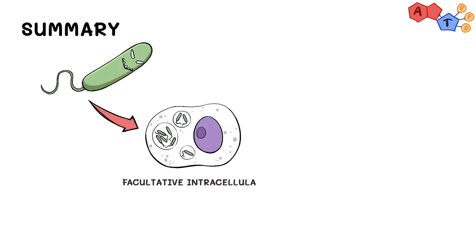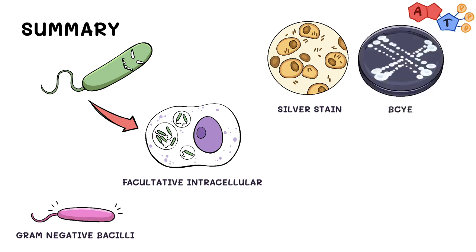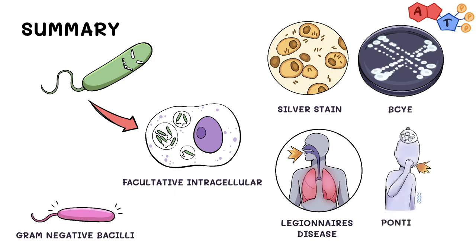Alright, to summarize. Legionella is a facultative intracellular rod which can also be considered a weak gram-negative organism. Since it doesn't gram stain well, we can use silver stain instead to identify it. It can be cultured on BCYE agar. It causes Legionnaires' disease and Pontiac fever, and for the treatment, we either use a macrolide or a fluoroquinolone.